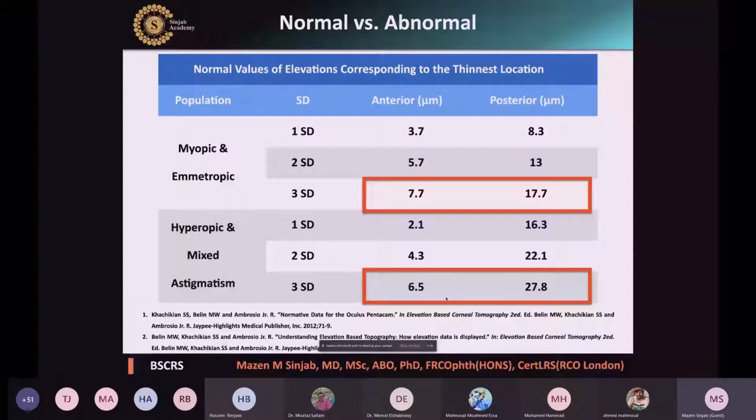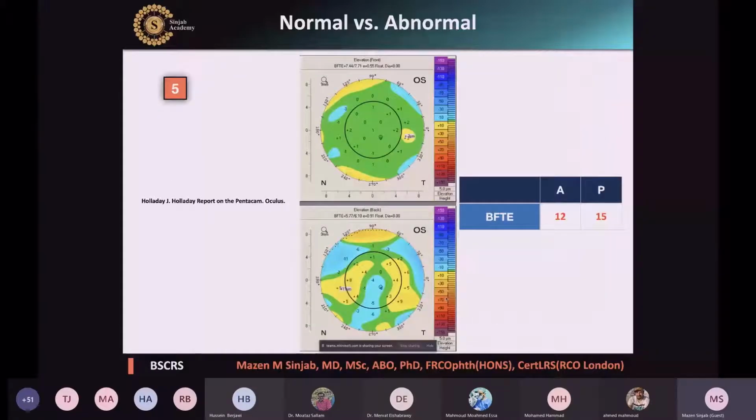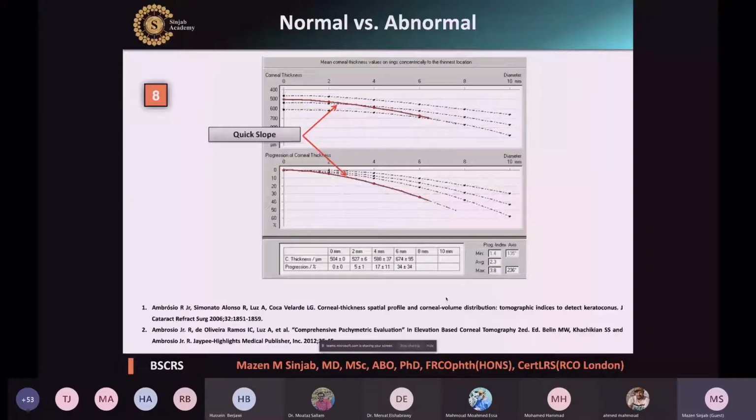And if we are using the best fit toric ellipsoid, then we have to follow what Jack Holladay recommends. Regarding the anterior surface, any number within the central 5 millimeters should be less than plus 12, and any number on the posterior surface within the central 5 millimeters should be less than plus 15 microns. So all in plus.